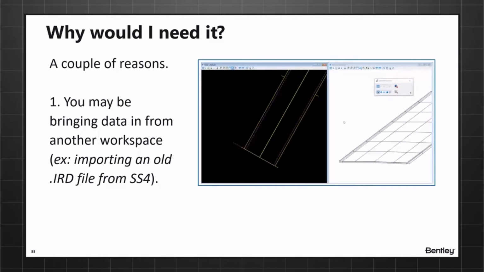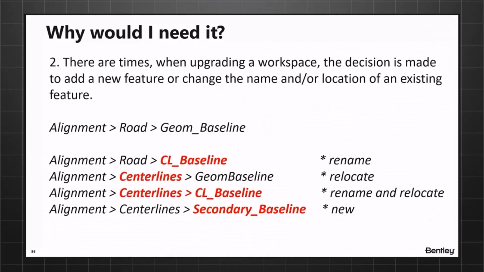And so again, this is a nice tool that goes in and updates the data. More than likely, that's where you're going to see this, where you just make some fairly minor changes to your workspace. Let me give you an example. Let's say in my workspace, under my alignments, I created a category called road, and I had geom baseline. You may decide at some point, well, we want to rename this. So let's say I renamed the geom baseline to centerline baseline.